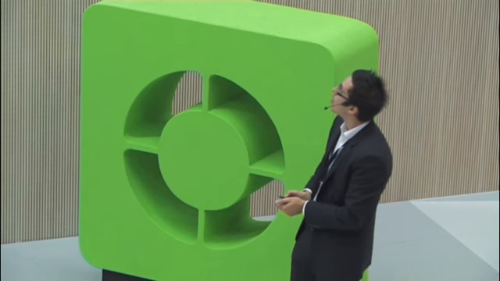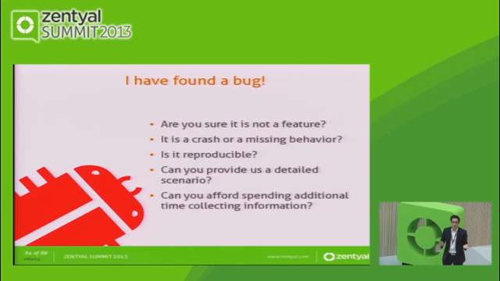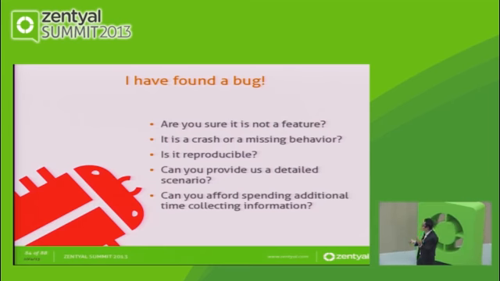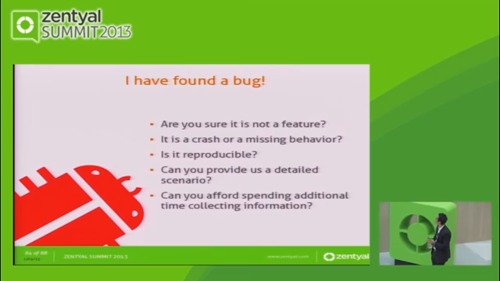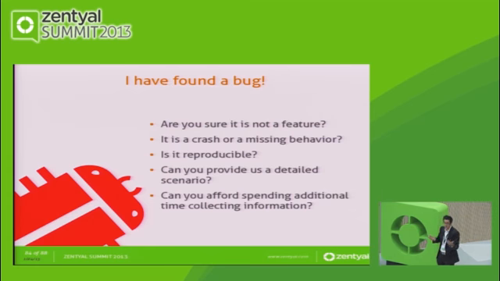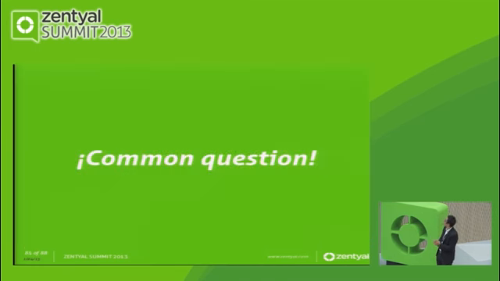And if you have found a bug, are you sure that it is not a feature? Because sometimes it can look like a bug, but it's a feature. Is it a crash or a missing behavior? And can you provide us a detailed scenario so we can reproduce it in our local testing environment? And if you are kind enough, provide us additional information.